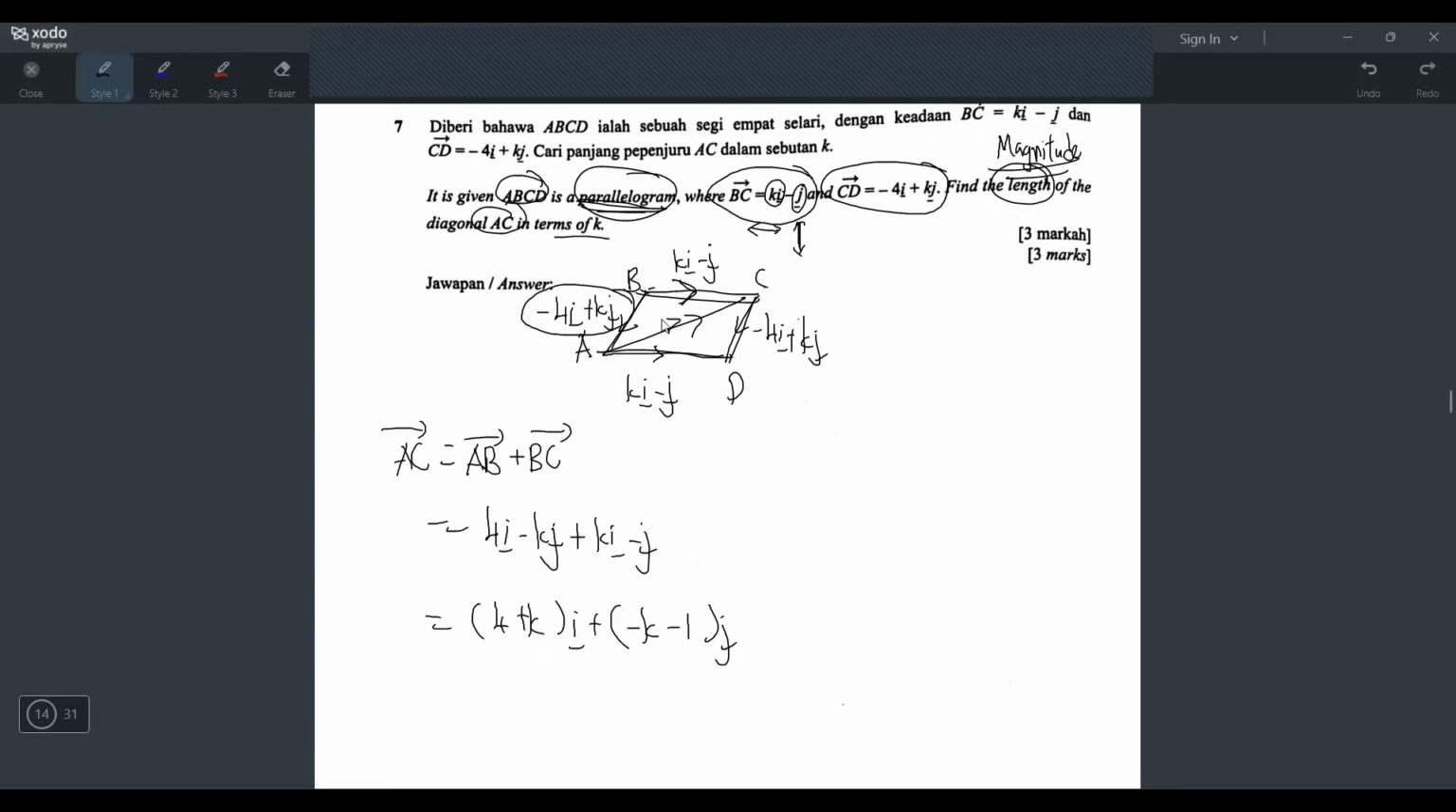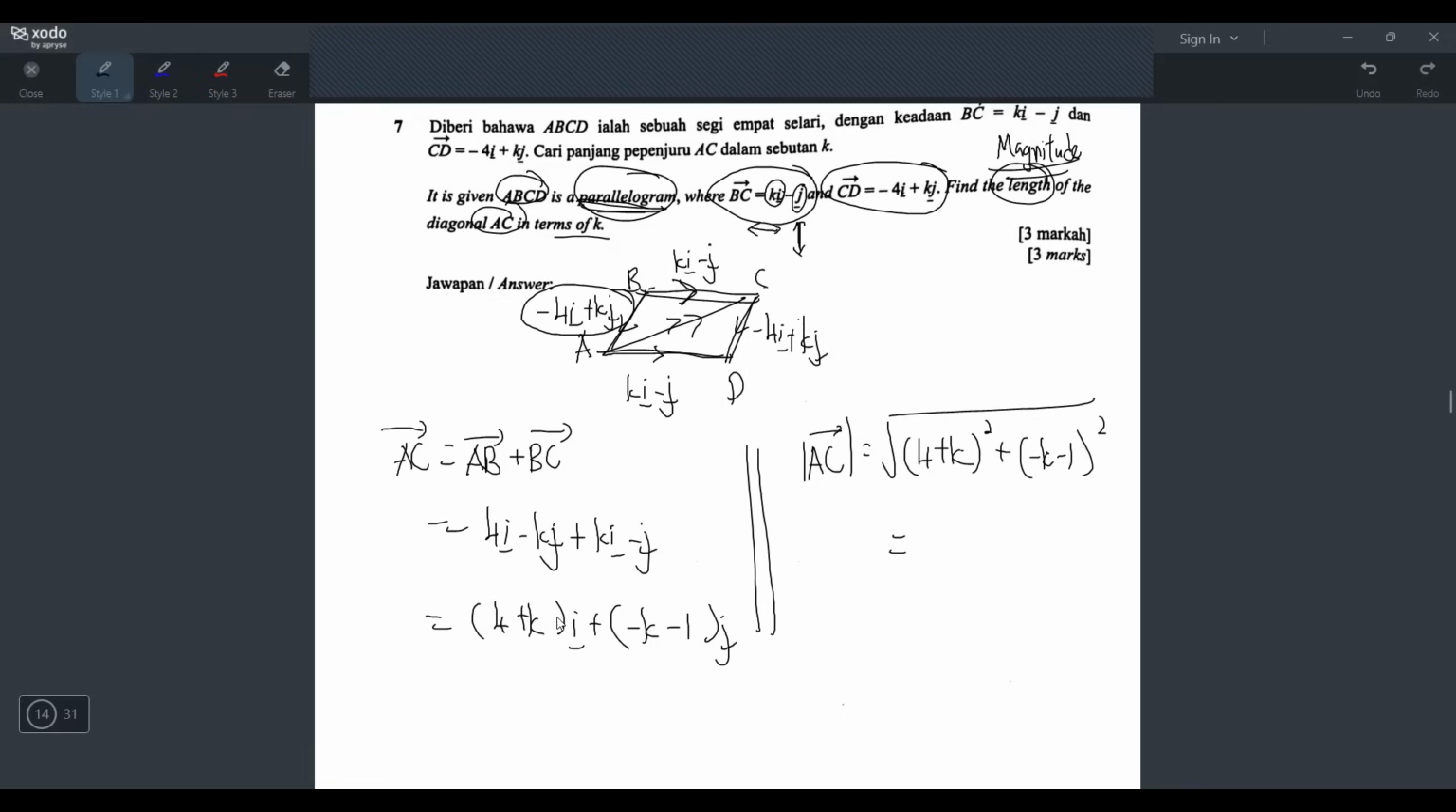Okay, they ask for the length, they never ask for the vector. So how to find magnitude? Okay, there is a formula you can use for magnitude. If you want to find magnitude of AC, the formula is square root, bracket square, plus bracket square. And inside the bracket, you have to put the coefficient of i and j. You have to put the number in front of i and j. So what is the number in front of i and j now? 4 plus k and negative k minus 1.